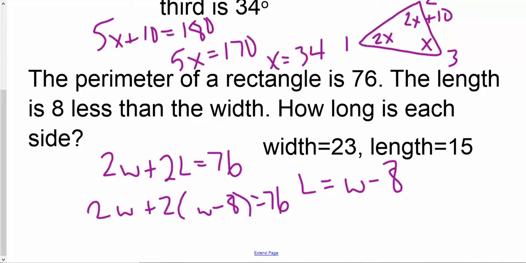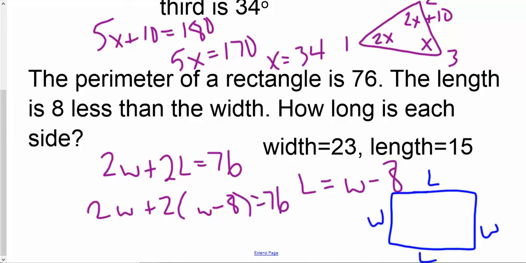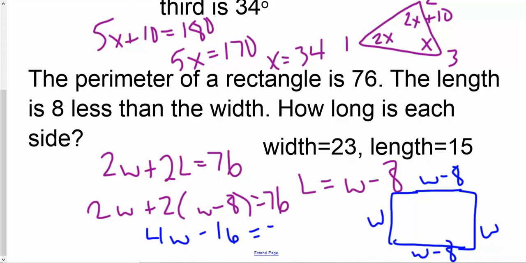If you struggle with plugging it back in, this is what I'd suggest doing. Essentially go length, length, width, width. And then, because you know that the width is w minus 8, replace it with w minus 8. And this might help you out to see that we would essentially get 4w minus 16 equals 76. We add 16 to both sides, and this gets us 4w is 92. Divide by 4, divide by 4, and we get the width is 23.